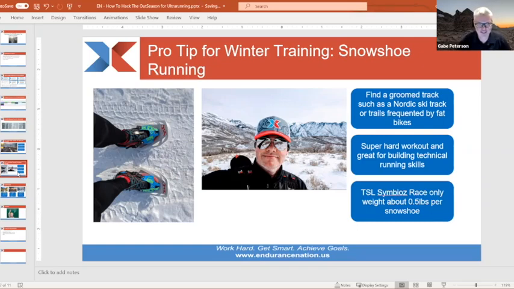These are different than your typical snowshoes. There's a picture of them there on the left, the TSL Symbioz race. They're actually snowshoe races, and these are designed to run on a groomed track. They only weigh about half a pound per snowshoe, versus a typical snowshoe that can weigh like 2 to 3 pounds. I tried running in those. It was brutal. And then I said, okay, I need to find something lighter. So I researched what people running these snowshoe races wear, and this is what they're mostly wearing. There may be some other ones. It's been a couple of years since I've done this.